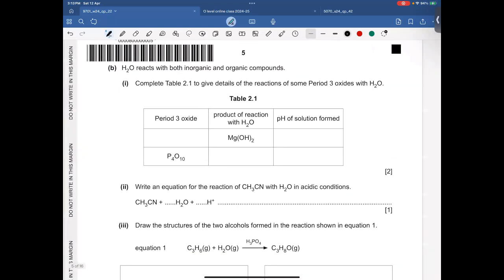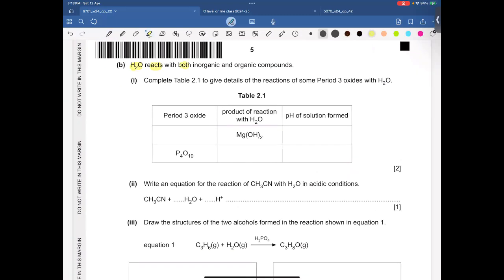Okay, part B. H2O reacts with both inorganic and organic compounds. Complete table 2.1 to give details of the reaction of some period 3 oxides with H2O. If we are getting magnesium hydroxide by reacting with water, इसका मतलब oxide would be magnesium oxide. P4O10, when treated with water, it will turn to H3PO3 and also H3PO4. दोनों आंसर पॉसिबल हैं, but I'll go with H3PO4 because P4O10 से H3PO4 ही बनता है.